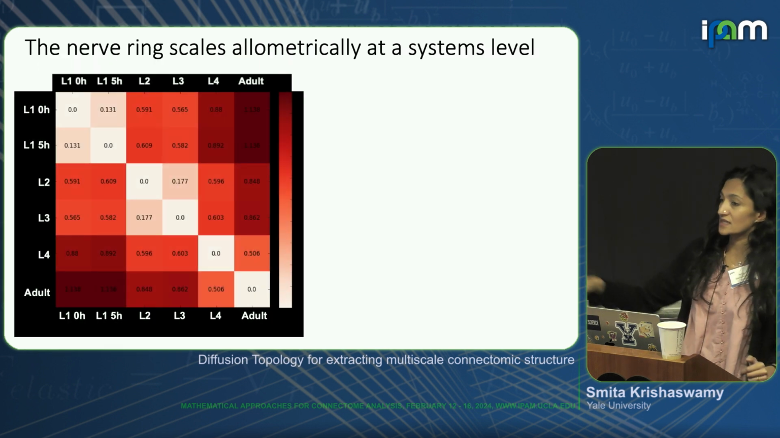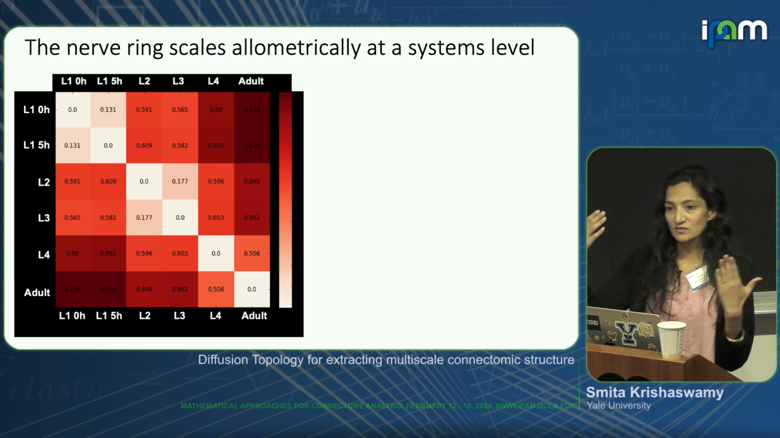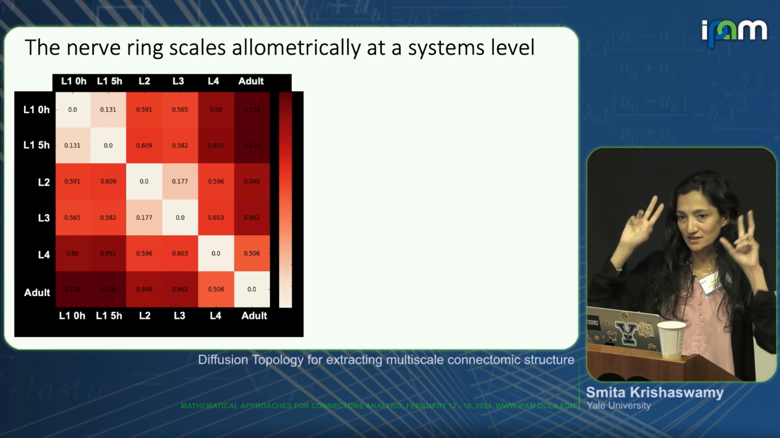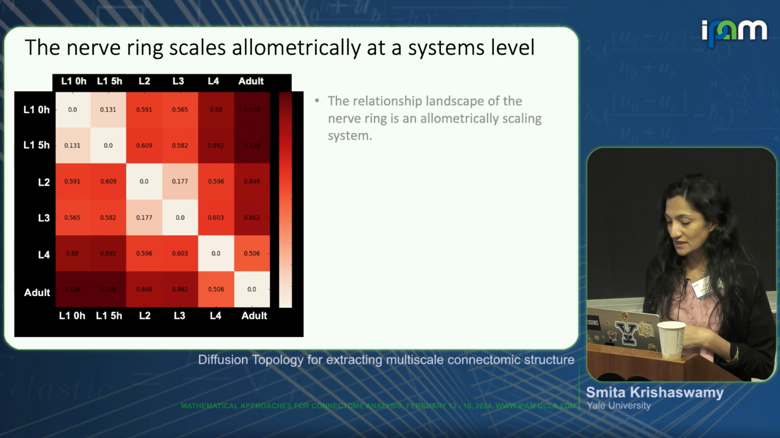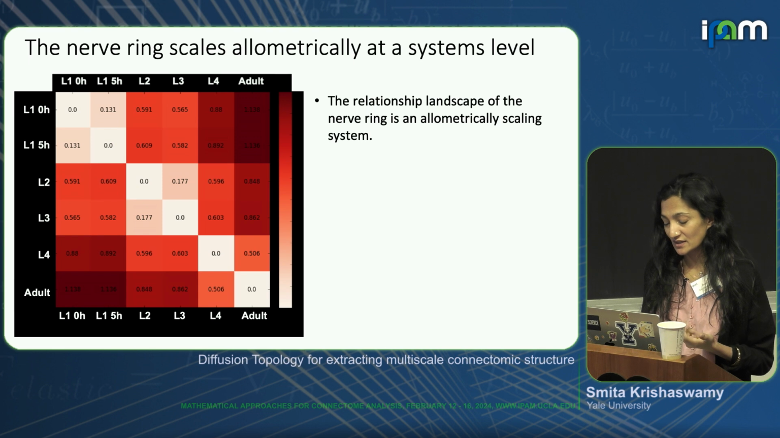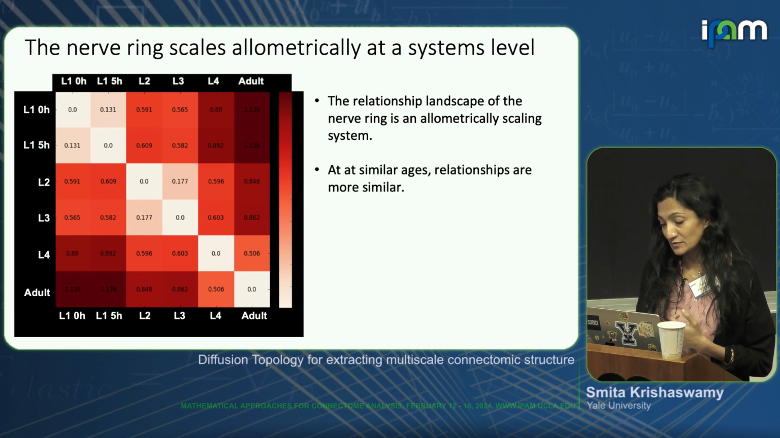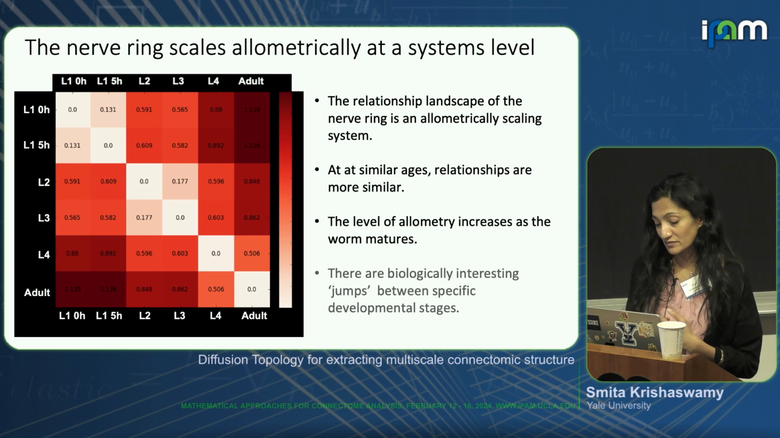So you can do a distance matrix of Wasserstein distance between the worms now. This is a way of getting distances between the entire connectivity persistence diagrams. What we see here is that there is quite a bit of similarity. The nerve ring does have allometric scaling. At similar ages, the relationships are more similar. And the level of allometry increases as the worm matures.